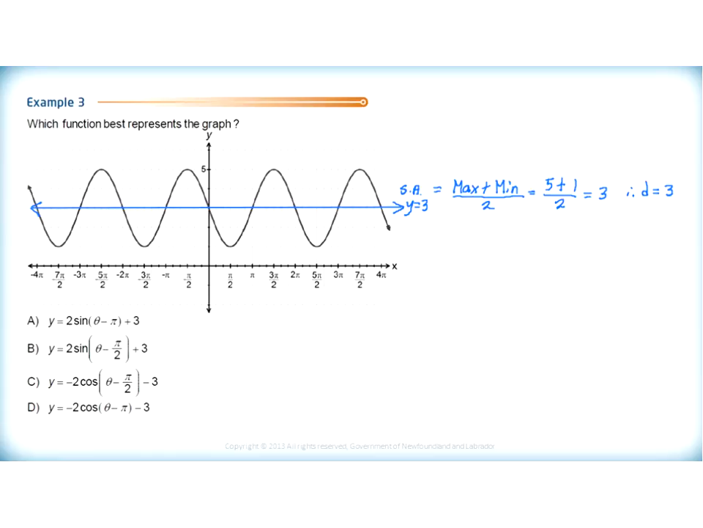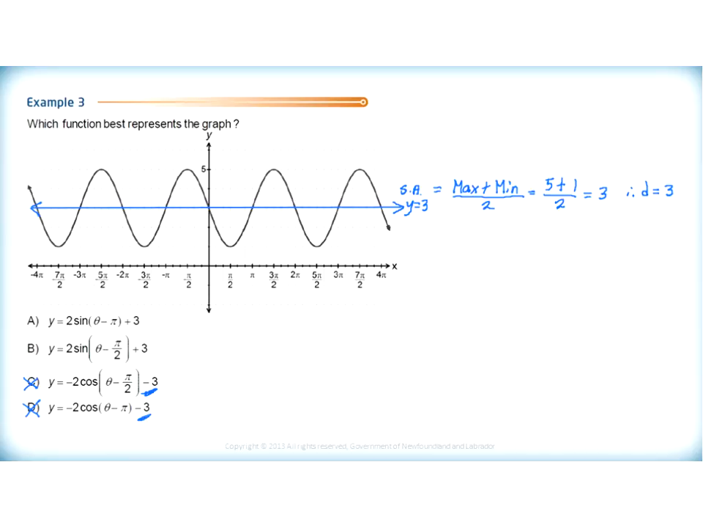So when you look at the multiple choice answers, if the value of d is equal to 3, no matter if you're using sine or cosine, you can now reduce your solutions to a 50-50. We can eliminate C and D as multiple choice answers because the value of D in both of these cases is equal to -3, and we want +3.